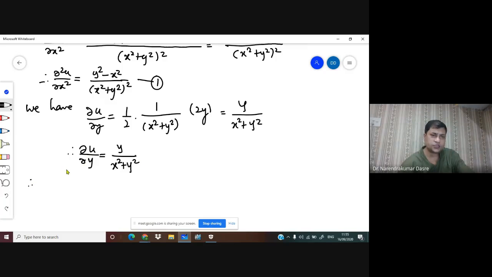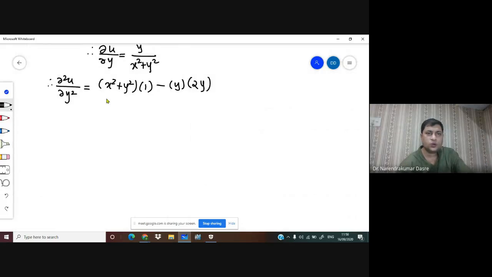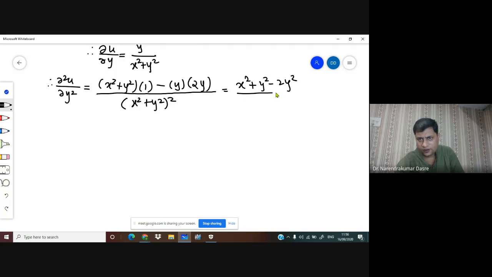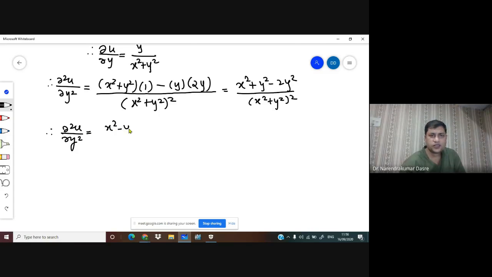And now we have to differentiate this with respect to y again. So ∂²u/∂y² is equal to, so we will be having x square plus y square into 1 minus y into 2y. Okay. And now in the denominator, we have x square plus y square, bracket square. Simplifying this, we will be having x square plus y square minus 2y square upon x square plus y square, bracket square. And ∂²u/∂y² we get as x square minus y square upon x square plus y square, bracket square. That is equation 2.